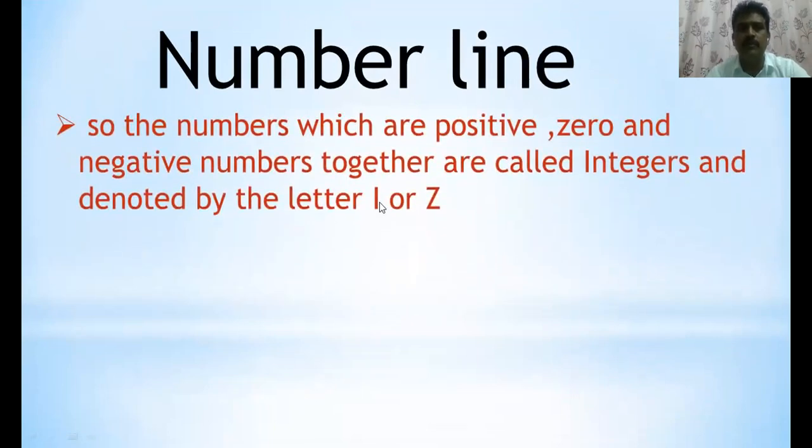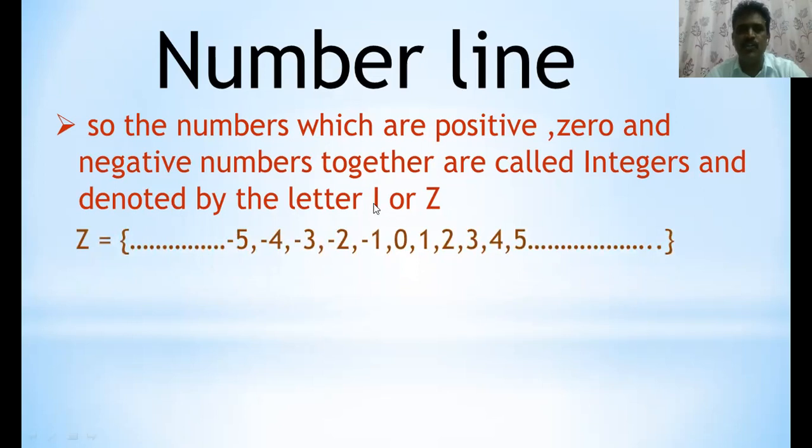So the numbers which are positive, zero, and negative numbers together are called integers and denoted by the letter I or Z. Just now I said, integers means positive numbers, zero, and negative numbers all together. This is denoted by I or Z. Z is equal to, see here, 1, 2, 3, 4, 5, and so on, and minus 1, minus 2, minus 3, minus 4, minus 5, and so on, and in between, 0 also. So all these numbers are called integers.